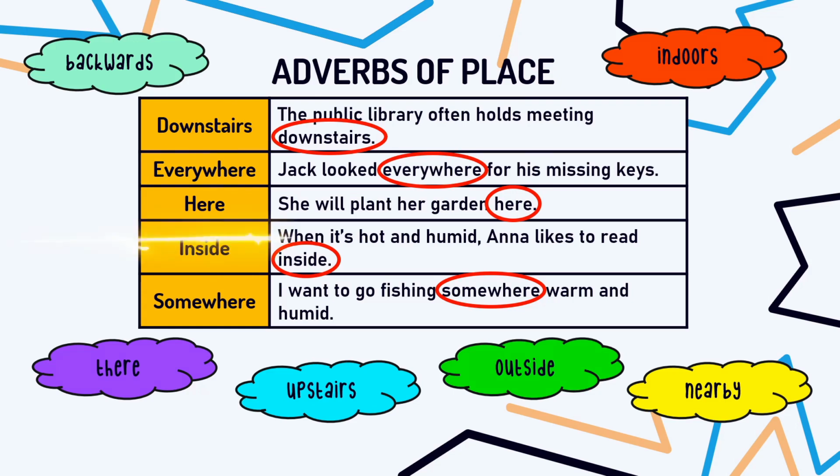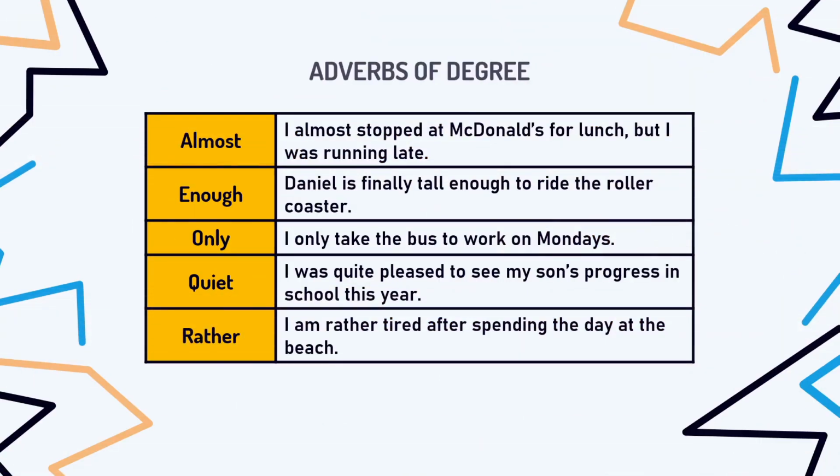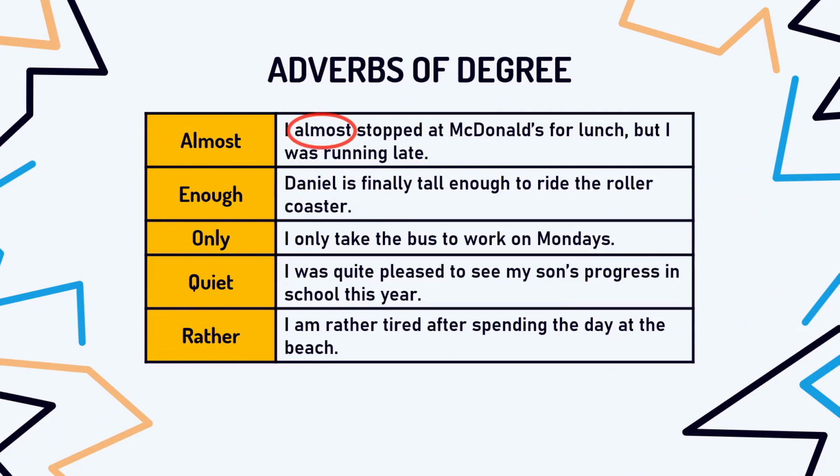Next we're going to have adverbs of degree. When we say adverbs of degree, to what extent is that particular action being performed? So for example, number 1, I almost stopped at McDonald's for lunch, but I was running late. So almost. Did she stop at McDonald's? No, she almost stopped, but she didn't because she was running late.